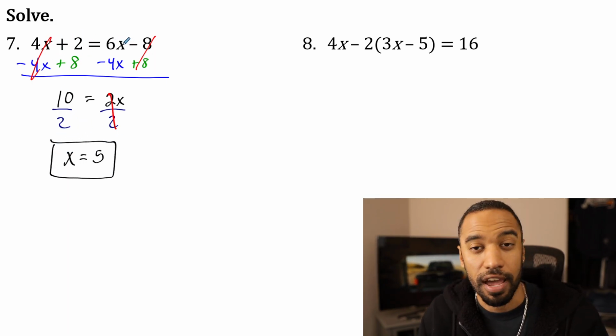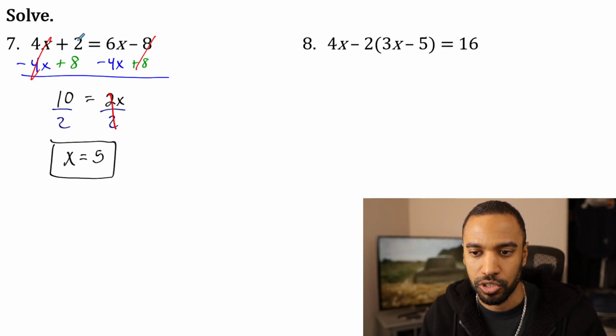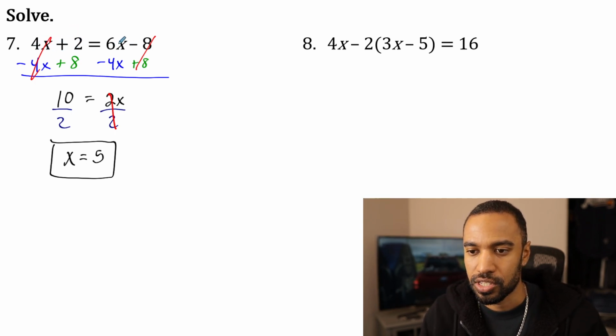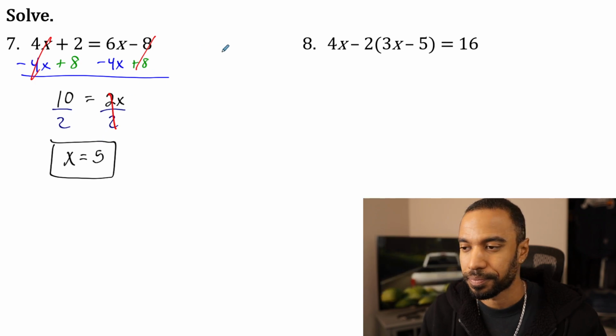That means if I substitute 5 back into this equation, all things work out. 4 times 5 plus 2 is 22. 6 times 5, which is 30, minus 8 is 22. 22 equals 22. That's the x value that makes this thing work.